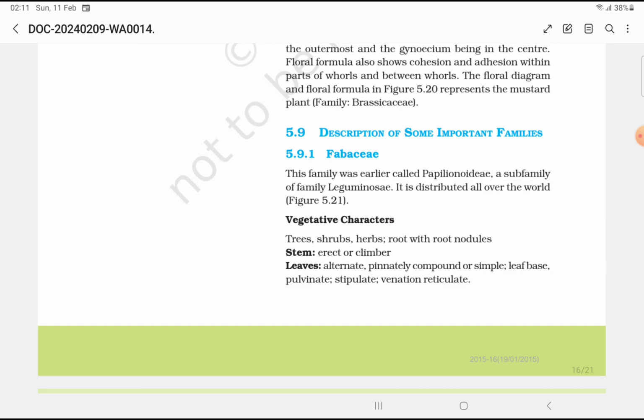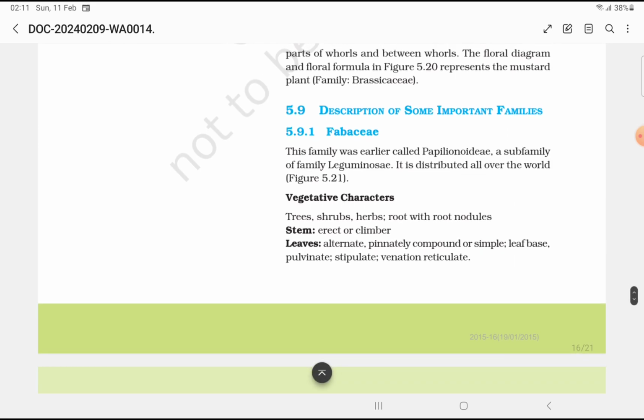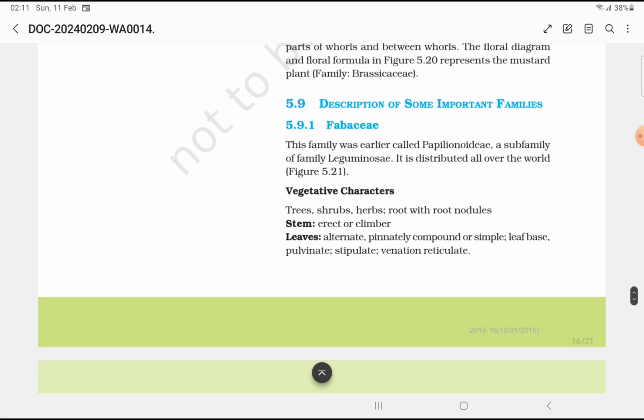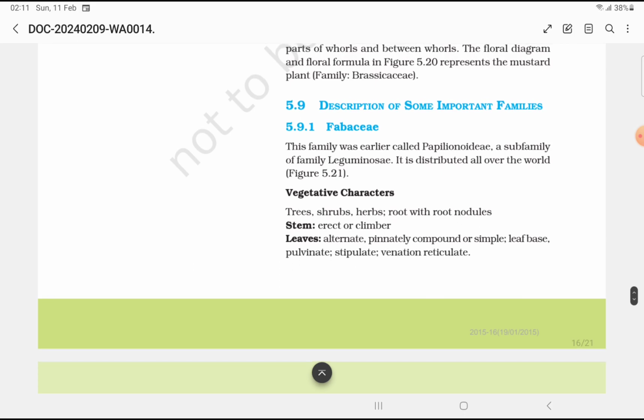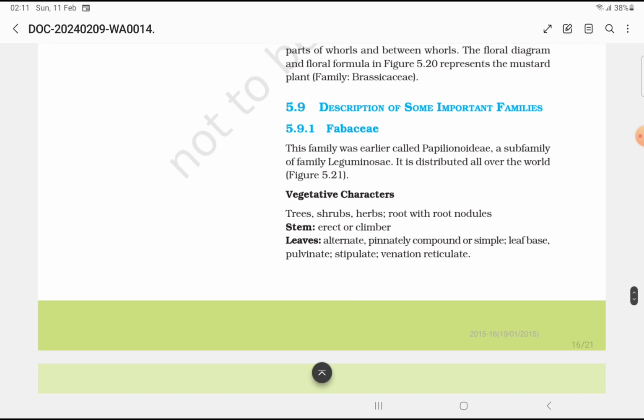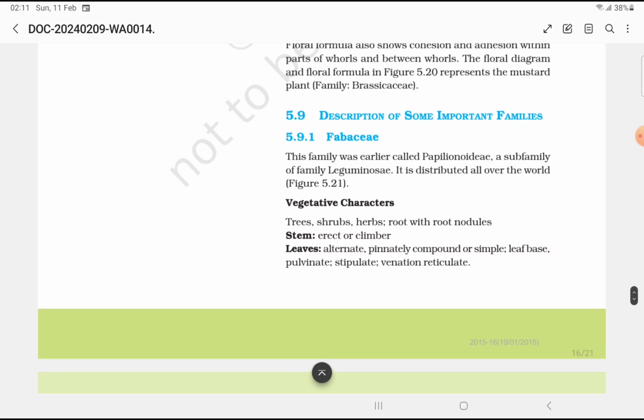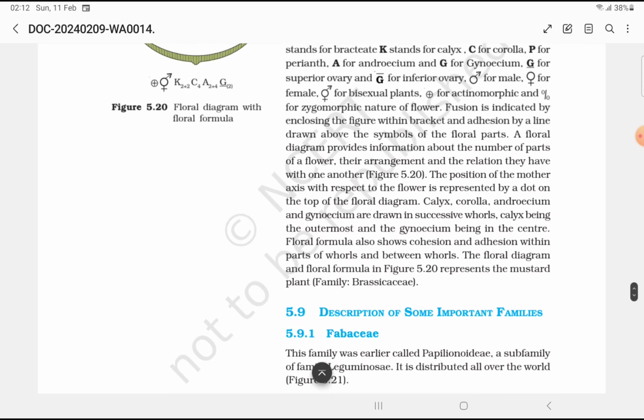And the Fabaceae is a very fascinating family with good economic values, and grams and moong dal varieties all come under this family. This family was earlier called Papilionoideae. Papilionoideae in the sense it is a butterfly corolla. The corolla is very beautiful, just looks like a butterfly, and so Papilionoideae, a subfamily of the family Leguminosae. Leguminosae in the sense the fruit of this family is a legume.